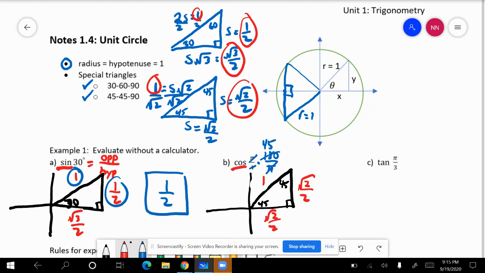Cosine is adjacent over hypotenuse. Our adjacent side is rad 2 over 2. Our hypotenuse is 1. Rad 2 over 2 divided by 1 is rad 2 over 2.